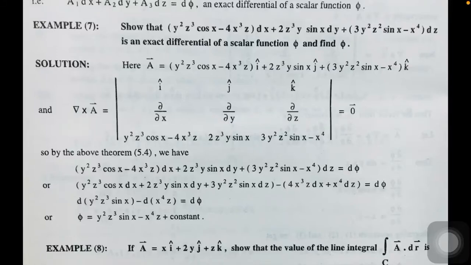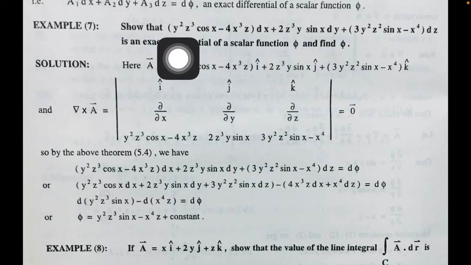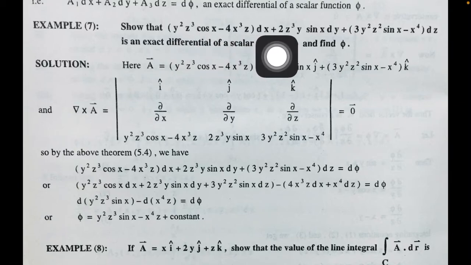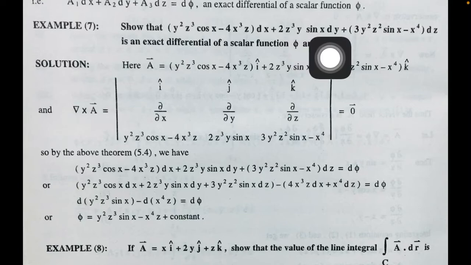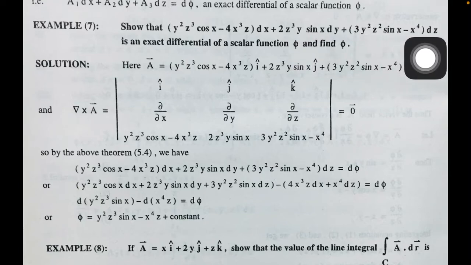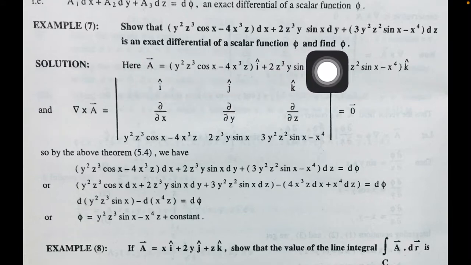So here I am solving this question by using the above theorem. Here the vector is given. Show that (y² z³ cos x − 4x³ z) dx + (2z³ y sin x) dy + (3y² z² sin x − x⁴) dz is an exact differential of the scalar point function phi, and find phi.